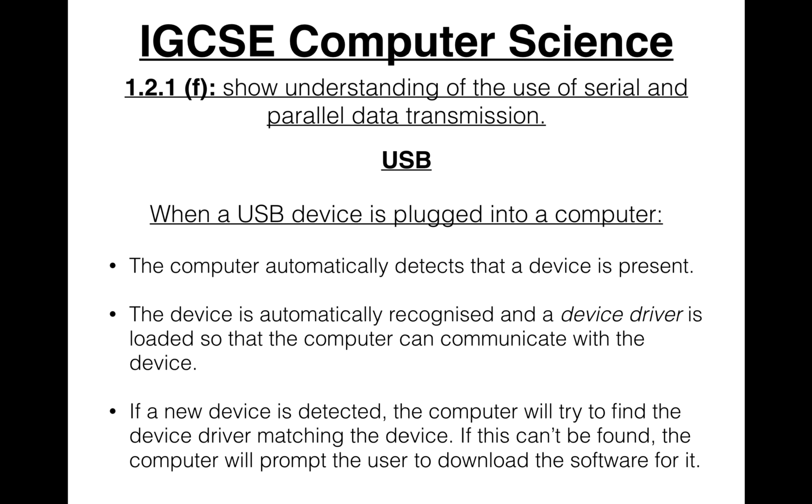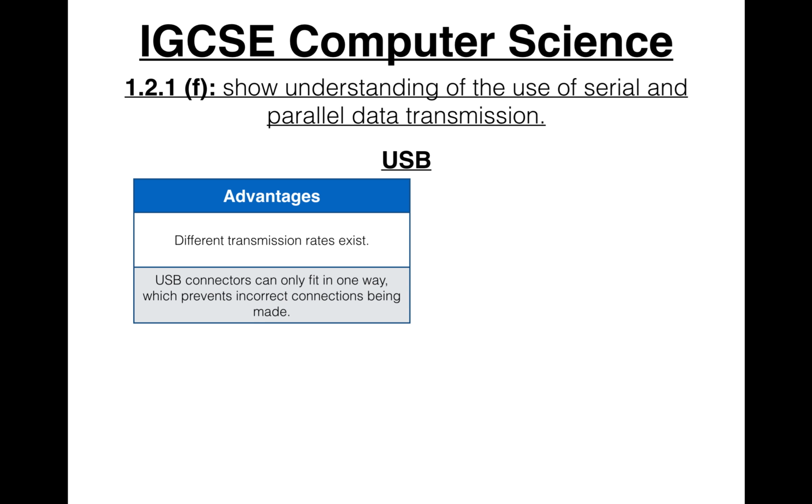An advantage of USB is that different transmission rates exist. And USB connectors can only fit in one way, which prevents incorrect connections being made. Now, some might debate that this is a disadvantage, because we have some ports or cables which can plug in both ways, like the Apple iPhone, iPad, iPod charger, which can fit in both ways. So some might debate that, but of course it prevents incorrect connections being made.